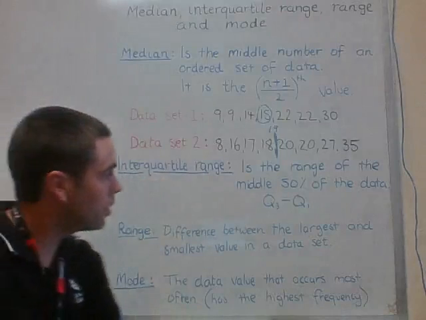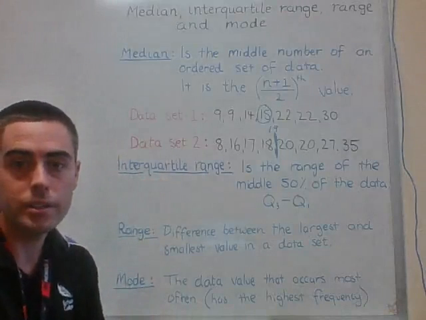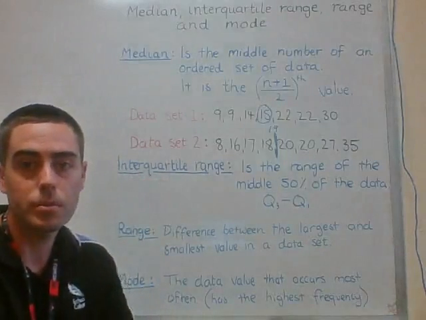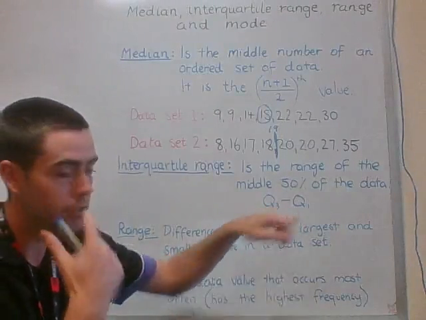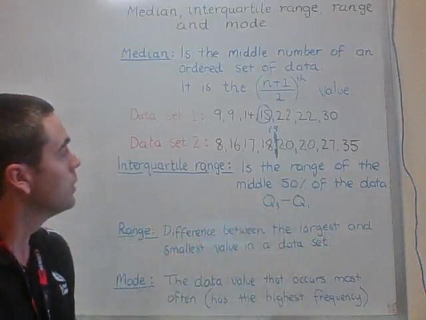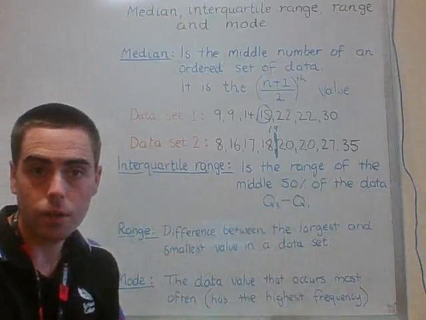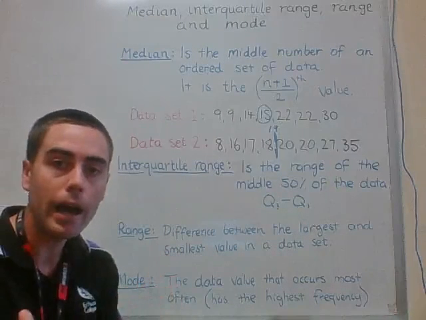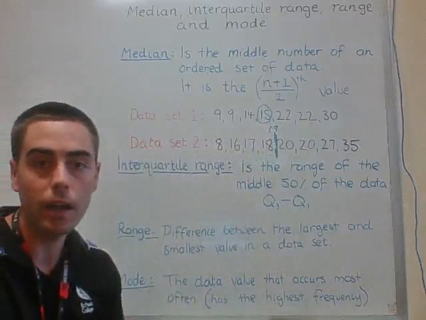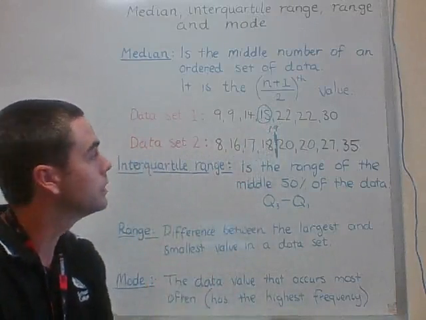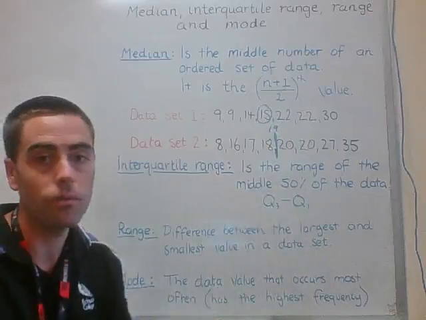Interquartile range. So the interquartile range is the range of the middle 50% of the data. It is calculated by working out quartile 3, take away quartile 1. Now to work out quartile 3 and quartile 1, basically quartile 1 is the middle of the lower half of the data, so it's the median of the lower half, and quartile 3 is the middle of the upper half of the data.